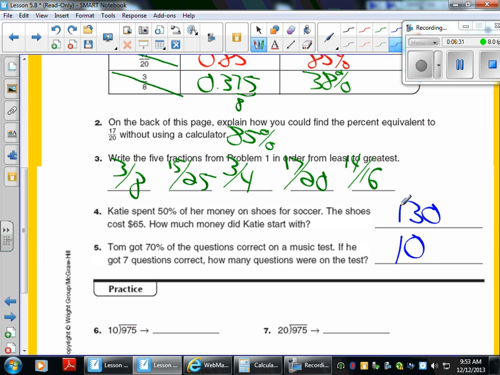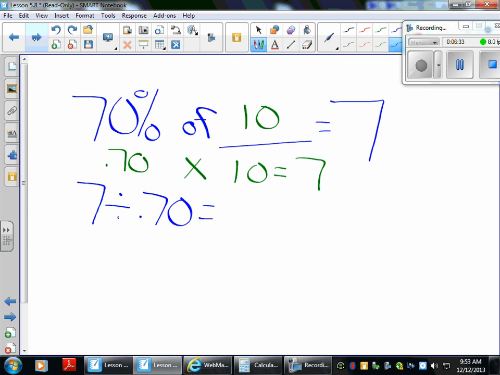Hopefully this helped break down a few things, kids, but we have to always remember to make the equation of the numbers that we know from the problem.